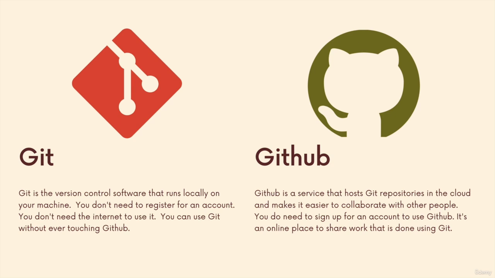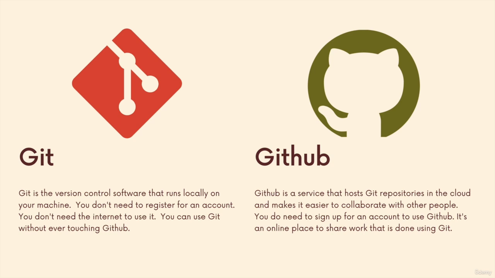GitHub, on the other hand, is a service. It's a web service. And what it does is it takes Git repositories, that's the fancy way of saying Git projects, and it hosts them, it stores them in the cloud, and makes it easier to collaborate on them with other people. So it's a website you do need an account for. You do need the internet to use it, and it takes the stuff you do locally on your laptop or my laptop or whatever using Git, and then it allows us to put that online and share it with other people, or the other way around.